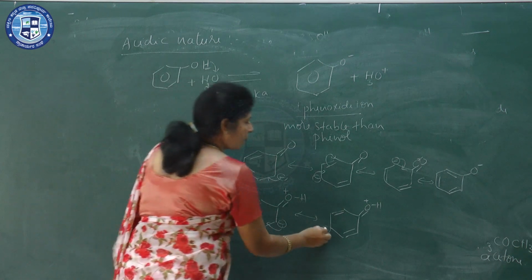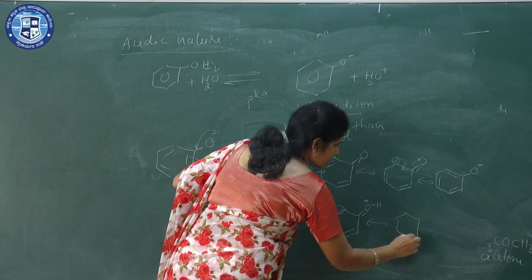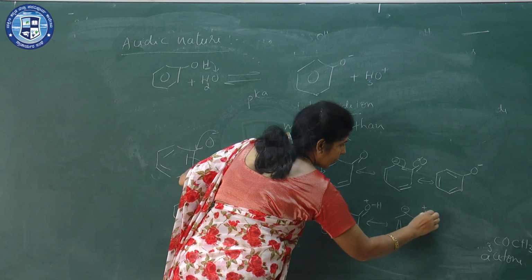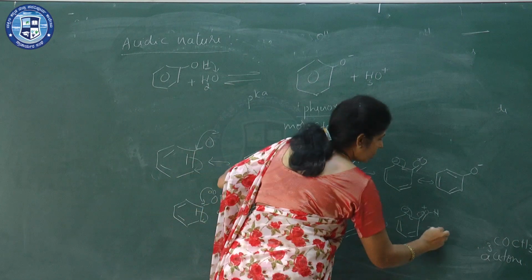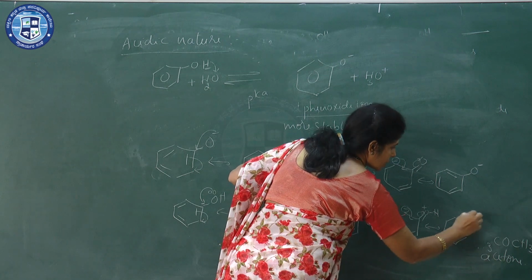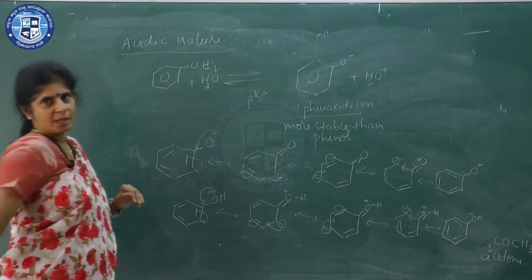Again shifting takes place and we get the fourth structure as such, minus sign here, double bond O plus, and shifting takes place. The lone pair of electrons goes back to the oxygen atom, OH as such, and we get the fifth resonance structure, right?